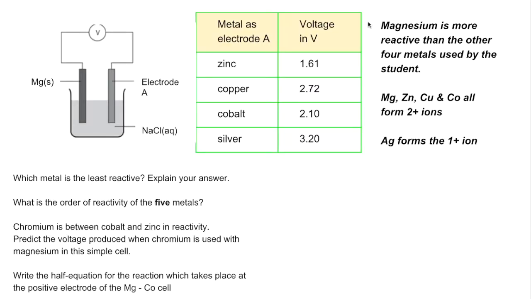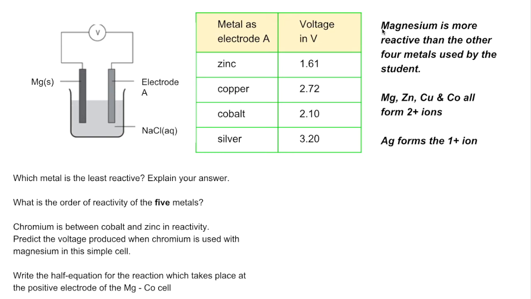So we'll finish with this exam style question. A student set up a cell a bit like the one that we saw on the second slide. They've got a magnesium electrode and they're varying the metal for electrode A. And you can see it's dipping into aqueous sodium chloride as the electrolyte. So we've got zinc, copper, cobalt and silver, and the voltages produced for each electrode.